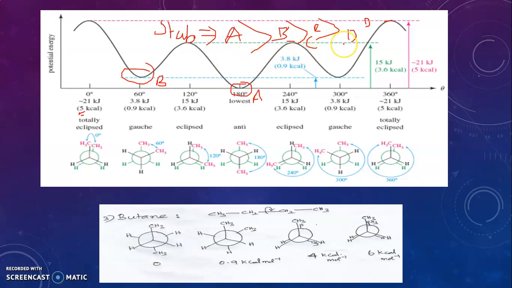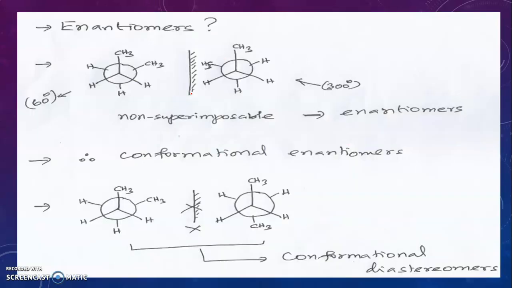Okay, this is how the stability varies in the case of n-butane. This is very important information in n-butane. You might have learned this term called enantiomers. What are enantiomers? Enantiomers are stereoisomers. They have an object and mirror image relationship, but the two structures are not superimposable on one another.